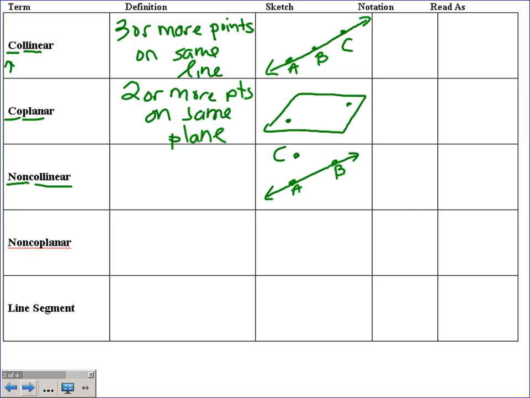Okay. A, B, and C are non-collinear because, honestly, they're not on the same line. There's no line that you can draw that goes through all three, A, B, and C, at the same time. Kind of a weird definition, but A, B, and C non-collinear just means not on the same line.